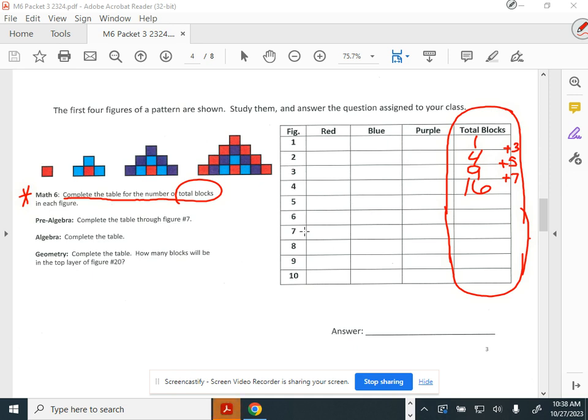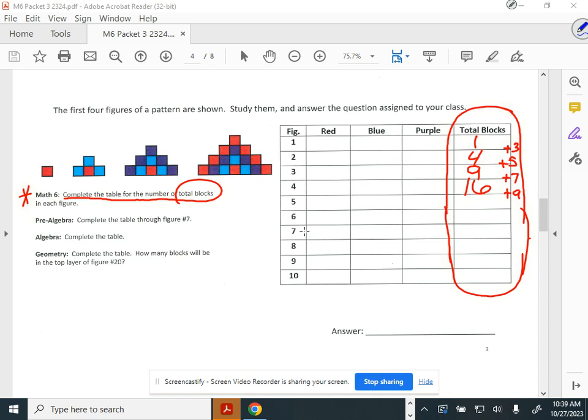Why 9? Oh, well, because they keep on adding 2. Yeah, we're going up. Plus 3, plus 5, plus 7, plus 9. You can follow that pattern. Anybody else see anything? Do we notice anything with 1, 4, 9, 16? I'm going to give you a hint. These are my favorite kind of numbers. We call them perfect squares.